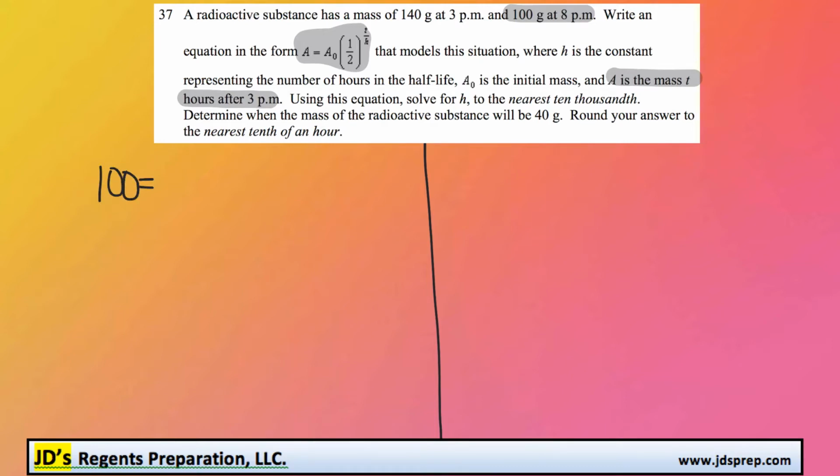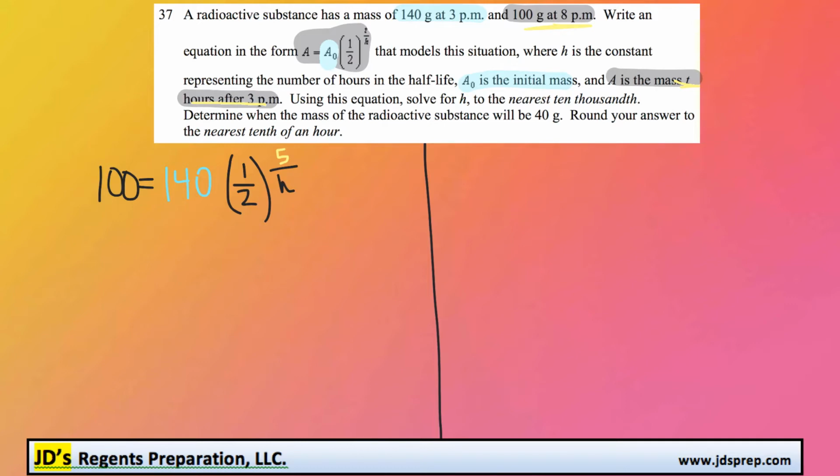We know that A sub 0 is the initial mass, and we're told that it initially has a mass of 140 grams. So that is our A sub 0 value. And then we're multiplying that by 1/2 to the power of T over H. Now we know that T represents the time, T hours after 3 p.m. Well, 8 p.m. is 5 hours after 3 p.m. So in this case, it'll be 5. And it's going to be over H, which we don't know yet, the half-life.